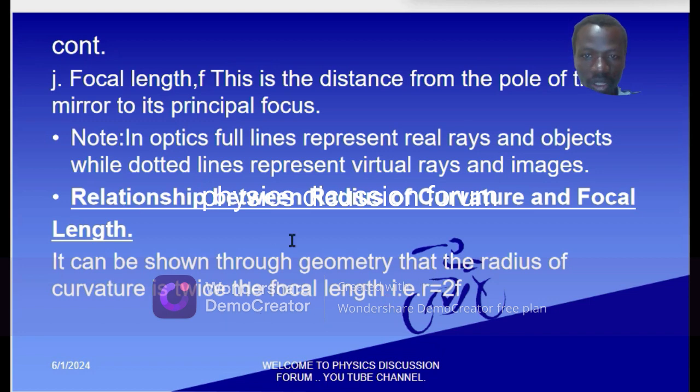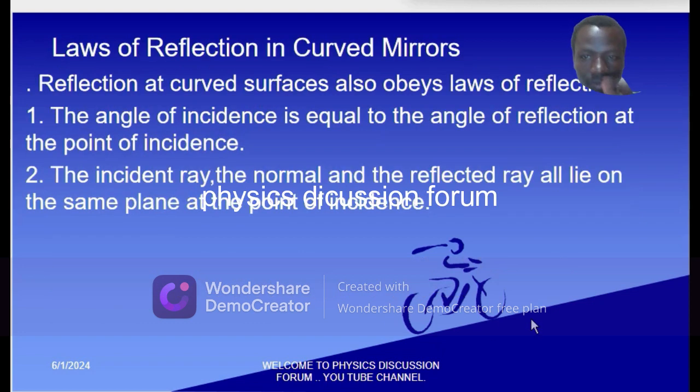Let us now move to the relationship between the radius of curvature and the focal length. The relationship is just simple. We find that the radius of curvature is twice the principal focus. As simple as that. On Earth, we only have two laws of reflection. The two laws are obeyed by the curved mirrors.